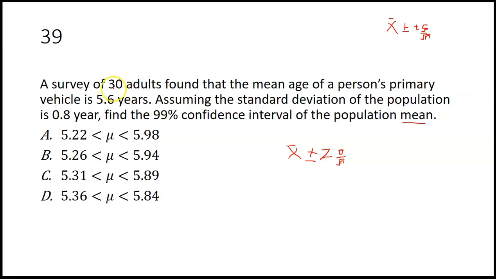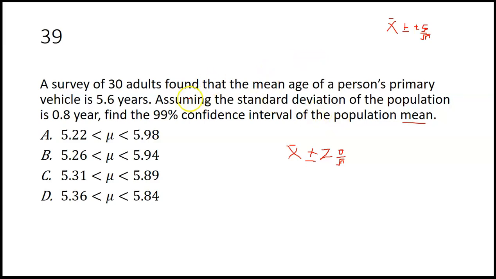Now, they say a survey of 30 adults. So this one is already 30, so it's a large sample, like 30 and more. From 30 going upward, it's a large sample, okay? Or when you even check the standard deviation, they say assuming the standard deviation of the population, meaning this is a population standard deviation, so it is z. Remember, you can only use the t when the standard deviation is a sample standard deviation. At the same time, the n is less than 30. That is the only time you can use the t. So for this one, we are using z, okay?